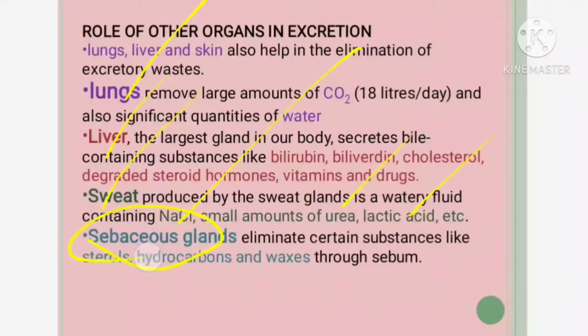The sebaceous glands, the oil glands present in our body, are why some people have oily skin, meaning their sebum secretion is more. The sebaceous glands help in excreting some substances like steroids, hydrocarbons and waxes.